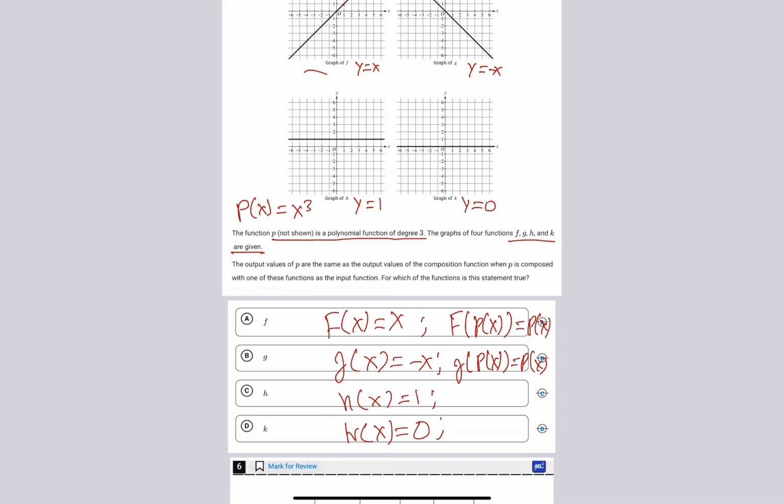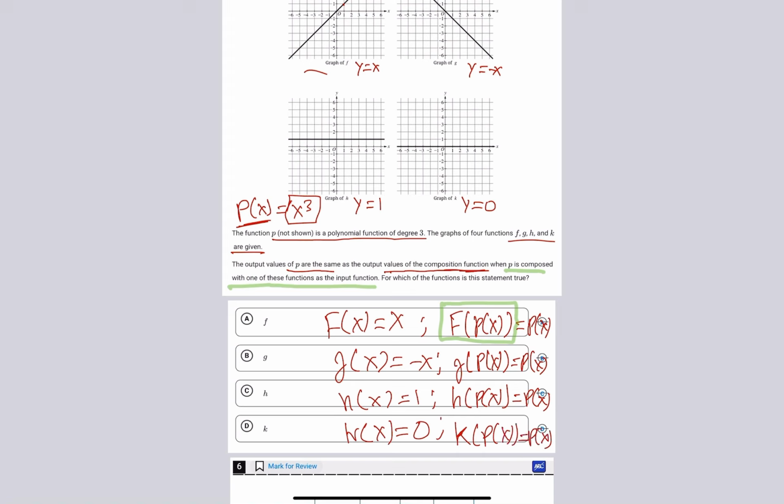They're mentioning that the output values of p, what are the output values of p? This is p of x, the output value is x cubed, right? The output values of p are the same as the output values of the composition function. So this is called a composition function, right? It's a function within a function. When p is composed with one of these functions as the input, p would be the input, and even so, the output will still be just equal to p of x. So p of x equals p of x.